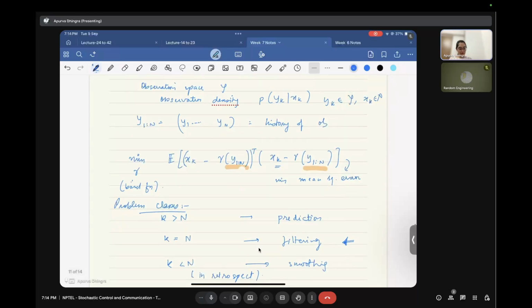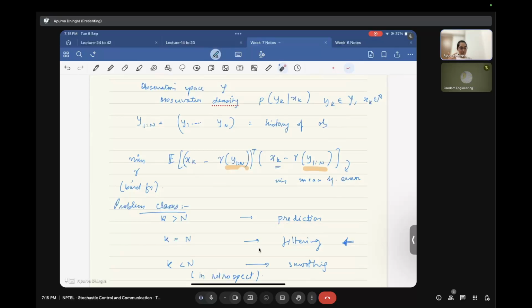Let's take one scenario. If k is greater than n, meaning it's something in the future that we have not seen, some true state that we have not seen, we're far away from it. Maybe not too far away, but still far away. We have not made any observations related to it. But based on whatever we have seen, can we make a sensible estimated guess about what it could be? Then that is a prediction problem.